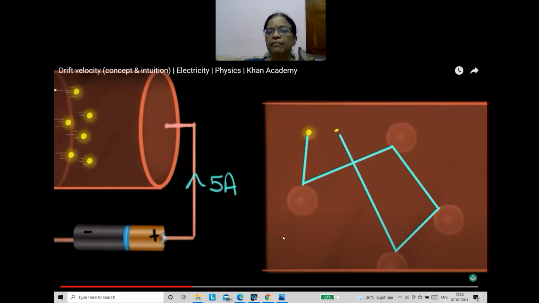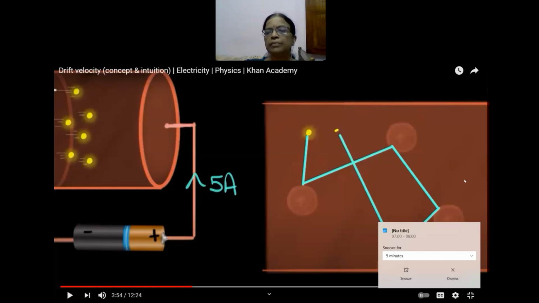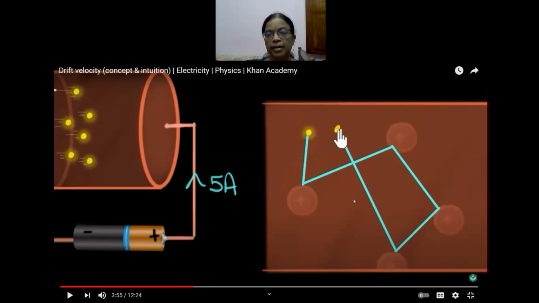So it will be accelerated, but that acceleration will not continue for long. Why, children? Because it is hitting. Who answered that? Mehrunisa. Very good. It hits the ions of the conductor, and the velocity it gained is lost. But anyway, it will keep moving towards the positive of the battery with a constant velocity.